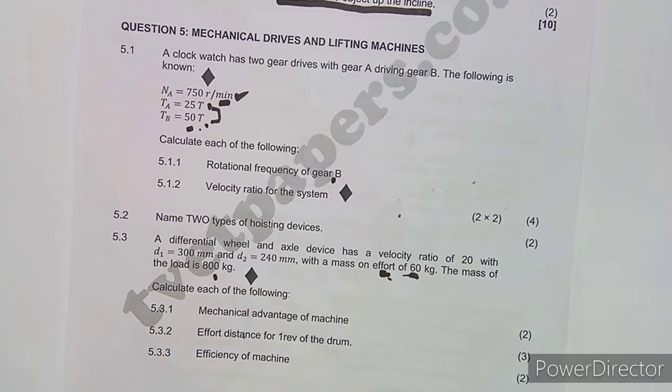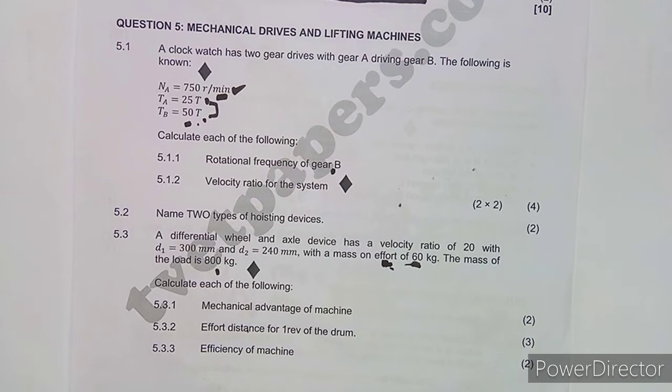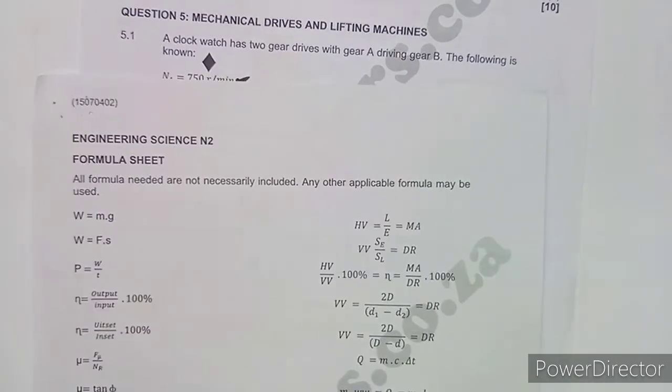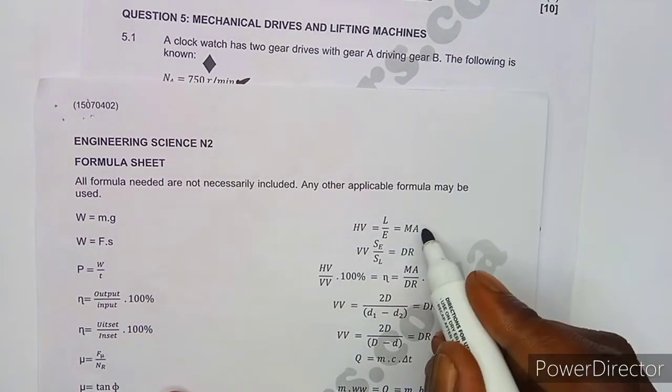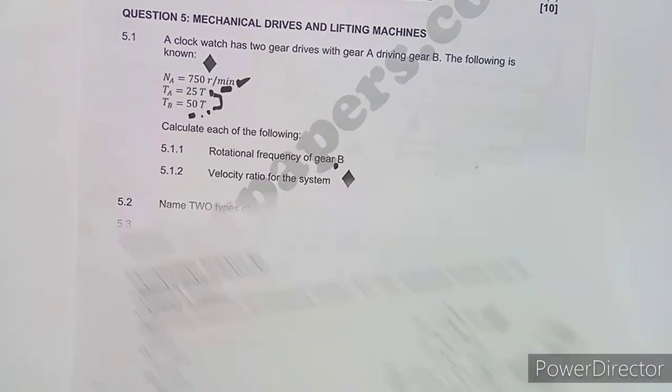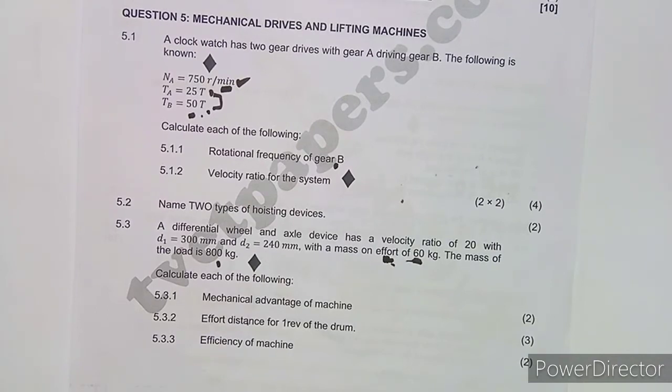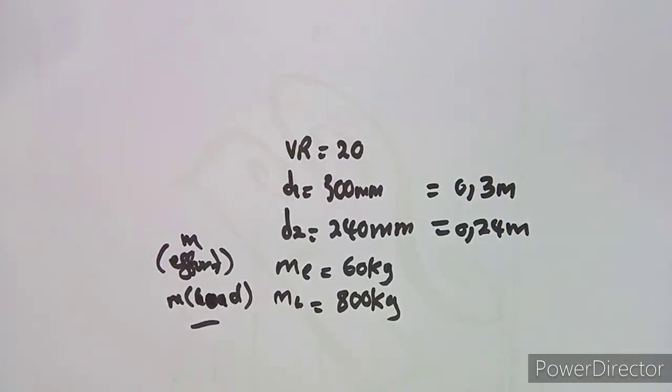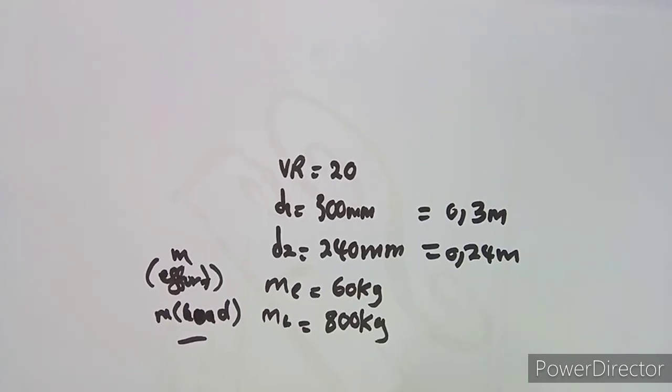Calculate each of the following from the information that you're given: the mechanical advantage of the machine. What is going to be the mechanical advantage of the machine? You must understand this here. From your formula sheet, you are given that the mechanical advantage is load over effort. Remember, load and effort are all about mass times the gravitational acceleration. So it is not going to make sense to actually multiply, but let's do it because of the formula, guys.